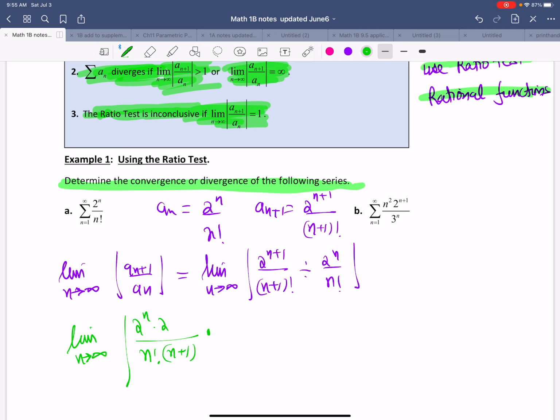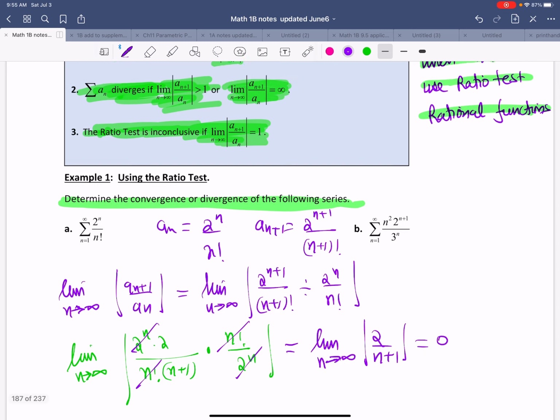And when we divide the fractions, we change the division into multiplication and flip the second fraction. So n factorial over 2 to the power n. Now we would be able to cancel a lot of terms here. N factorial is gone, and we're left with 2 over n plus 1. So where does this limit go for 2 over n plus 1? The limit as n goes to infinity of 2 over n plus 1 goes to 0.